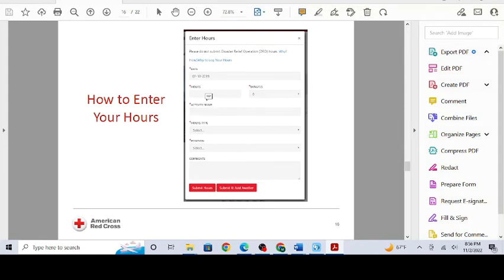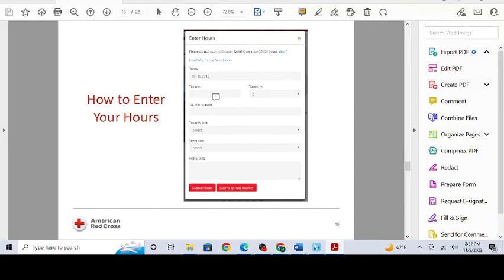If you donate less than an hour, you put the minutes in the minute box, but you still have to put a 0 in the hour box. Otherwise, it doesn't work. Okay? If you don't put a 0 in the hour box and you fill it all in and you hit submit, it's just going to stare at you. So you do need to put a 0 in that hour box to make it work.